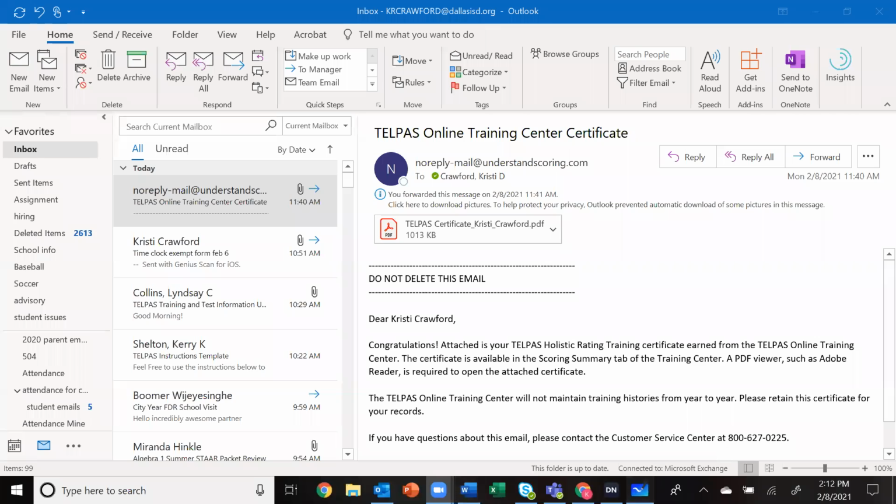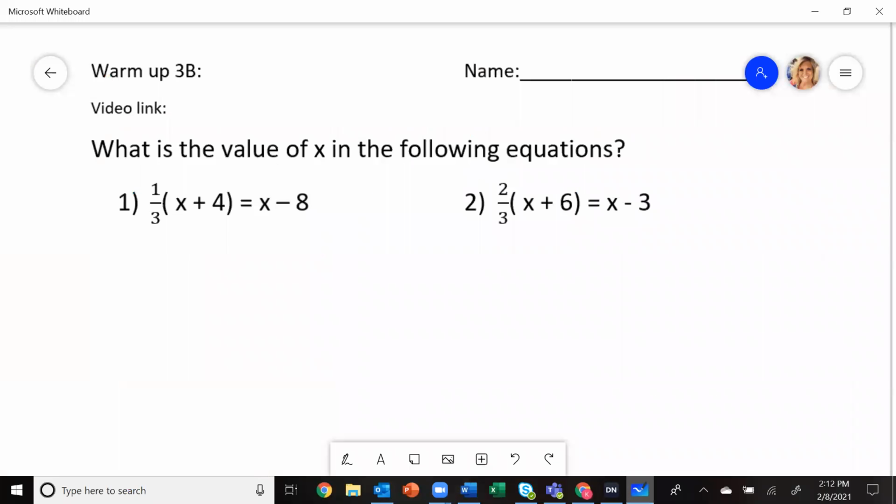All right, we are going to work on warm-up 3B, which is solving equations. But when you look at this, you're going to see that these are equations where we have to distribute first, and what we're distributing is a fraction. We're going to talk about how to get rid of these fractions before we start to make it a little bit easier, because a lot of people don't like dealing with fractions.